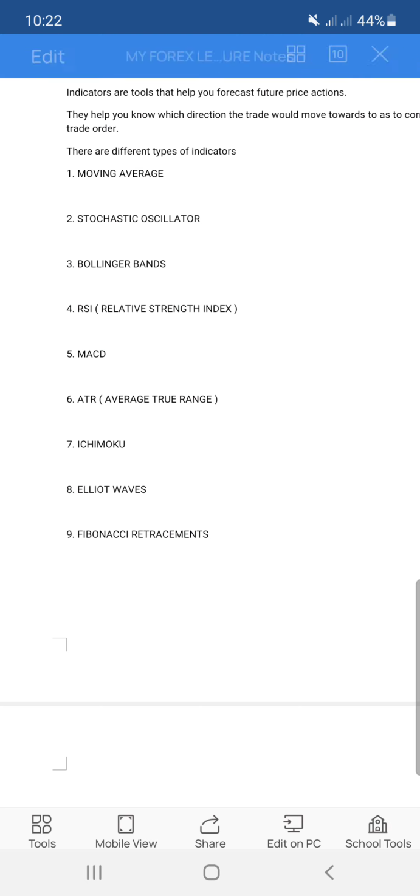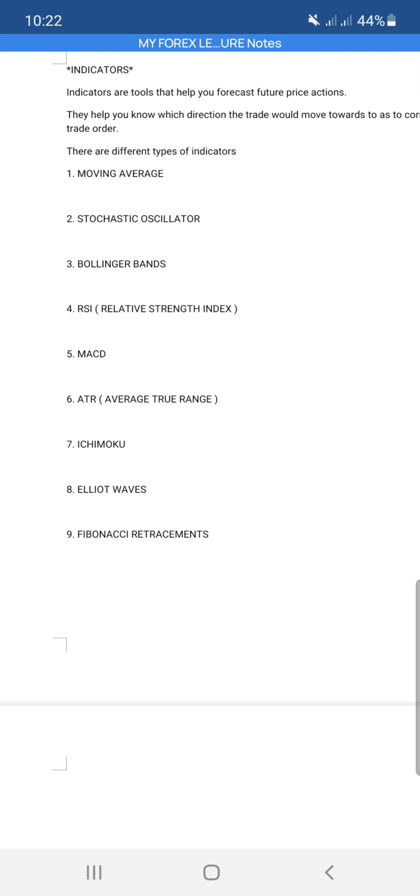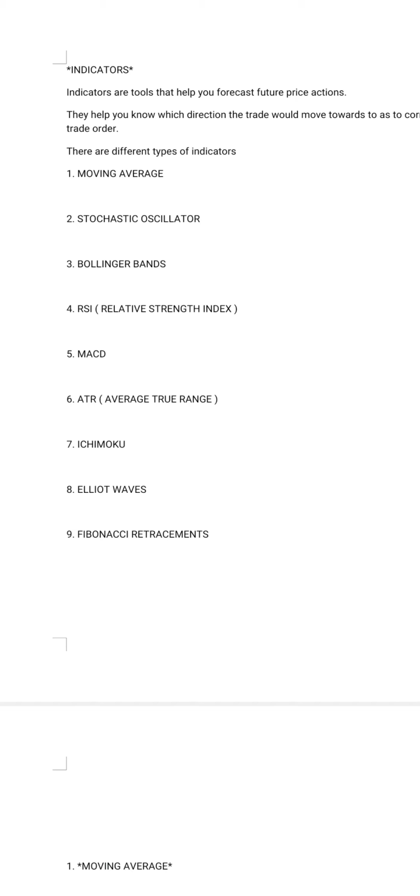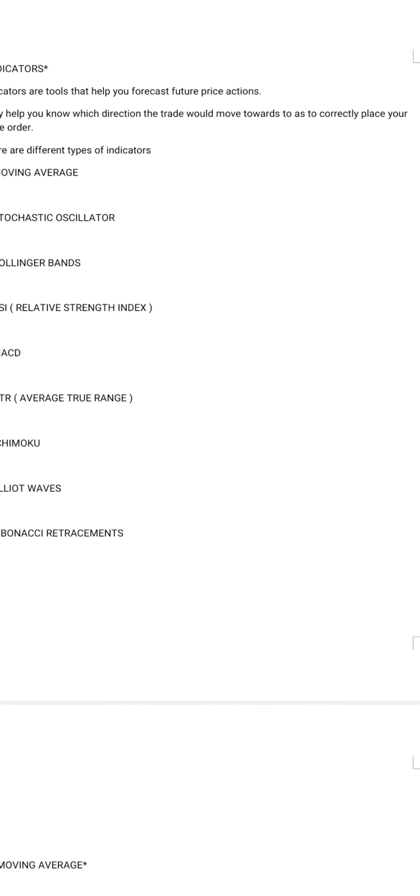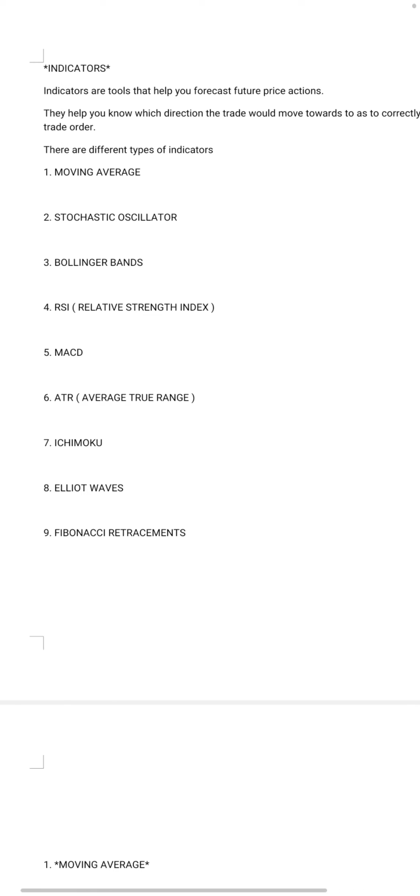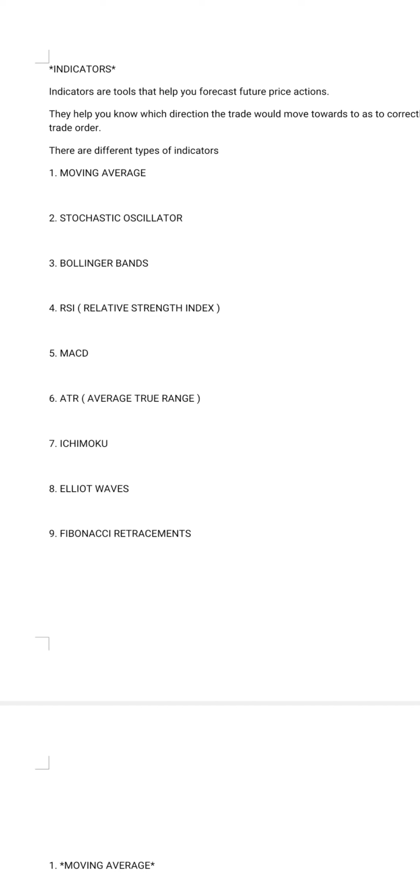We learn about indicators. So indicators are a set of tools that make trading easy. They are tools that we can use to forecast future price action. They help you know which direction the market is going, so as to enable you to place your trade so you can make profit. There are different kinds of indicators, several of them.